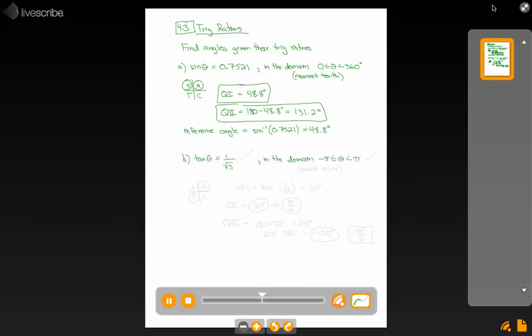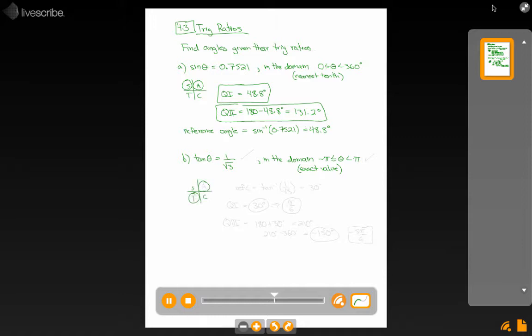In part B, I'm asked a similar question, a couple of little differences. First of all, it's a tan question. It says tan theta equals 1 over root 3. We're given a different domain of negative pi to positive pi, and so that hints that it's in radians. And in this case, we would be told to come up with this answer in exact values, because it turns out to be a number off the unit circle.